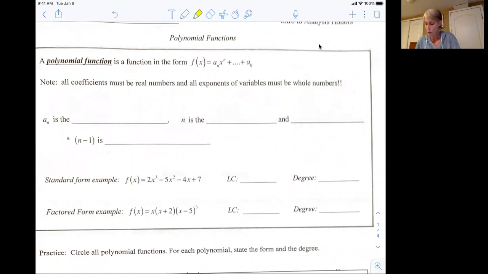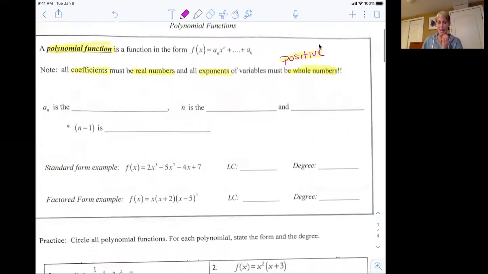First and foremost, identifying a polynomial function. A polynomial is a function in the form f of x equals a sub n x to the n plus blah, blah, blah, a sub 0. This is very, very confusing. Okay, when we want to identify a polynomial, just remember, all coefficients must be real numbers and all exponents must be, this is important here, positive whole numbers.